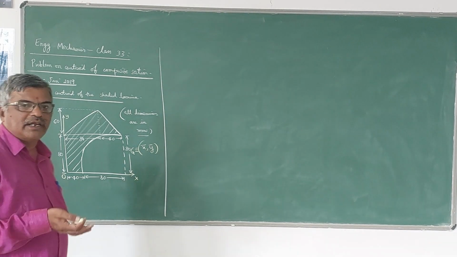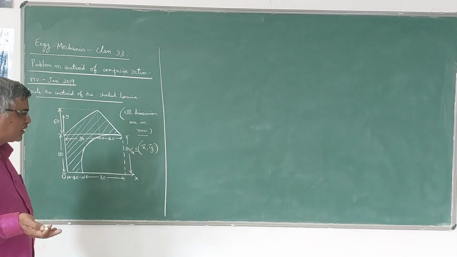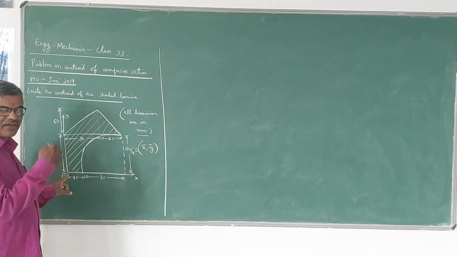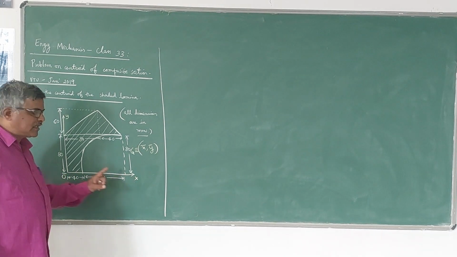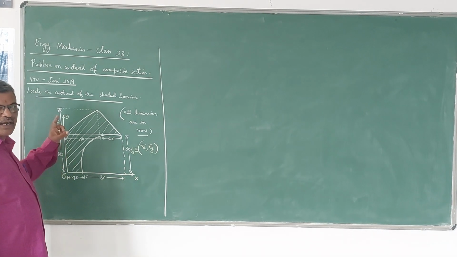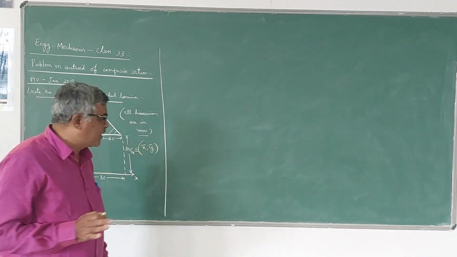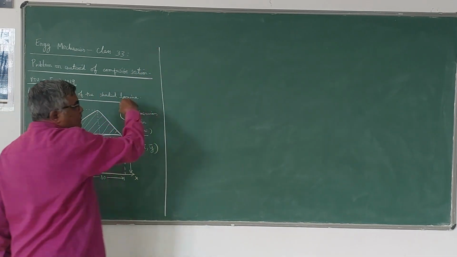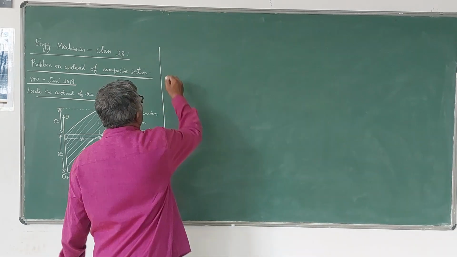If they don't give any axis of reference, you can choose the axis of reference on your own. In that case, if the figure is not symmetrical, then you can take the bottommost edge as the x-axis and the leftmost edge as the y-axis, so that all the values of x bar and y bar you are going to get as positive. Now I will solve the problem by writing the tabular column.